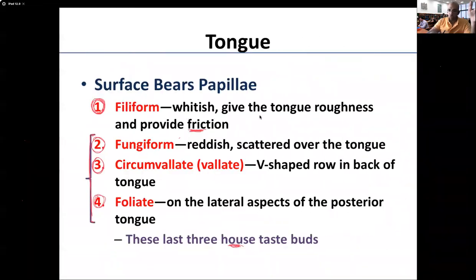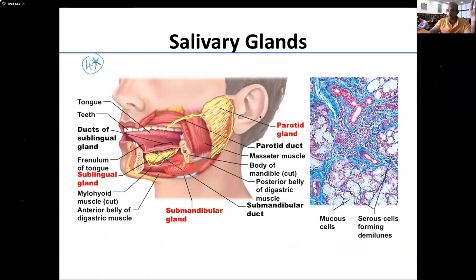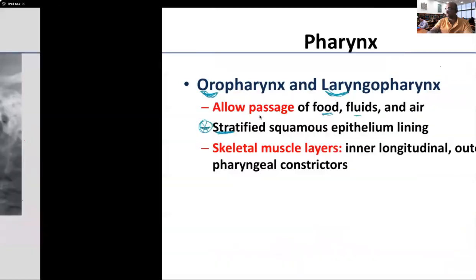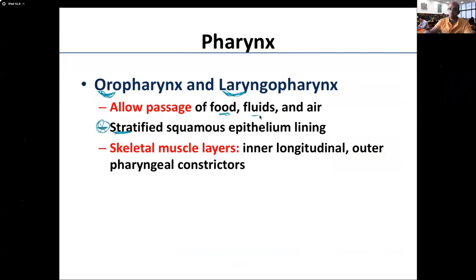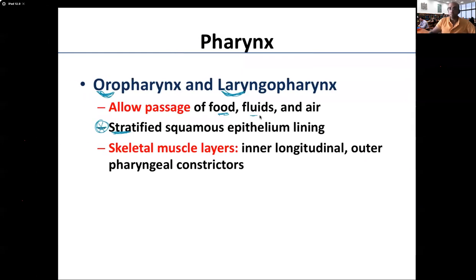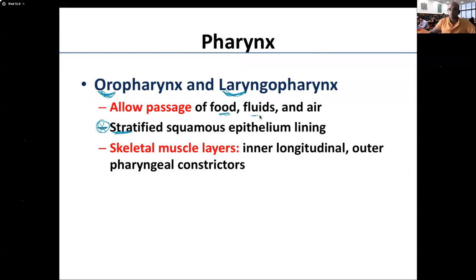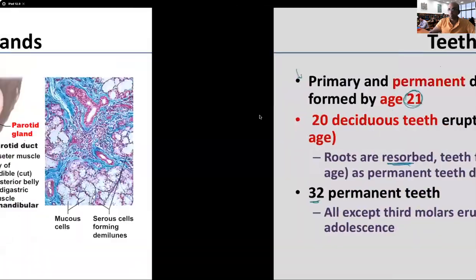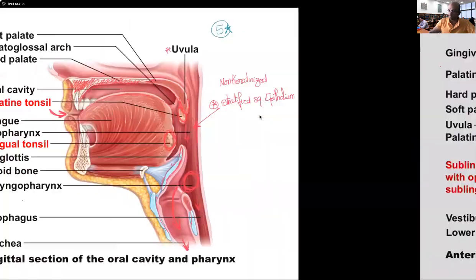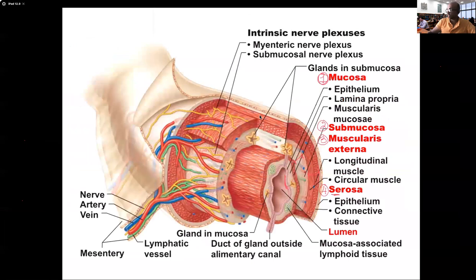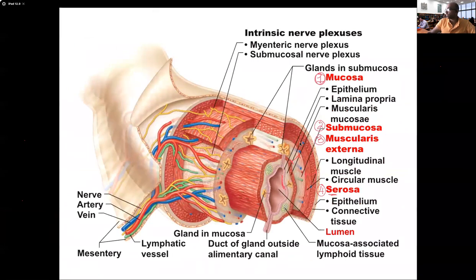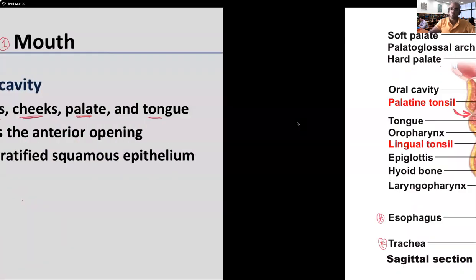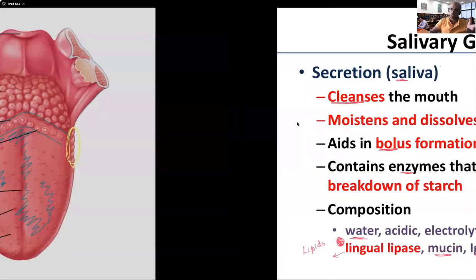Which one is inside? Which one is outside again? Is the circular muscle layer on the inside or the outside? Can you remind me? See on here, again one more time. Which muscle layer was inside? The circular muscle layer. Which one was outside? Longitudinal muscle layer. Why is it so important to have the circular muscle layer on the inside, the longitudinal muscle layer on the outside?